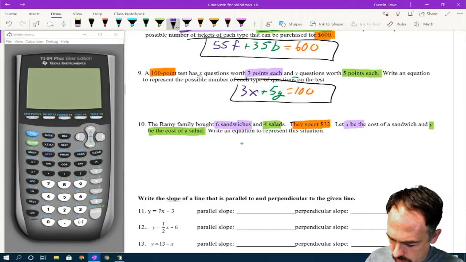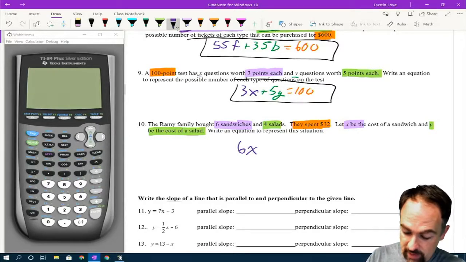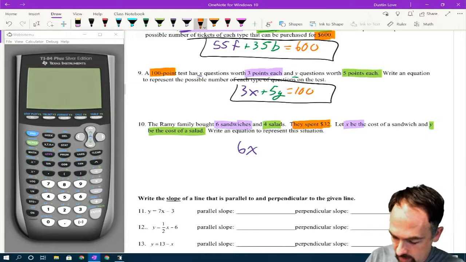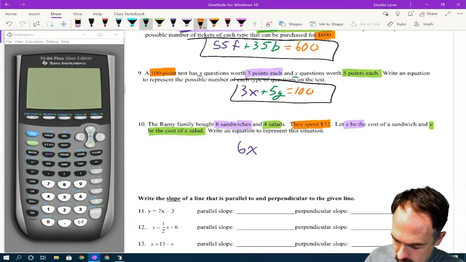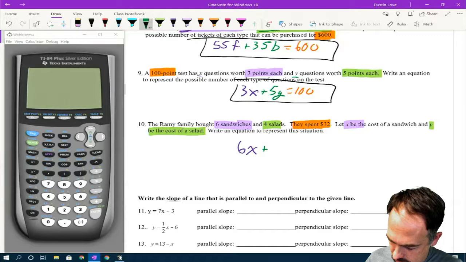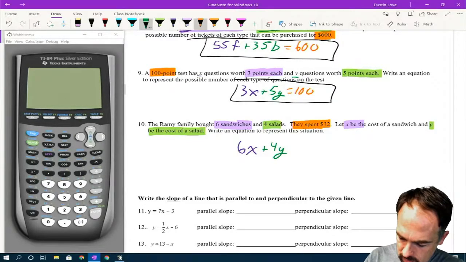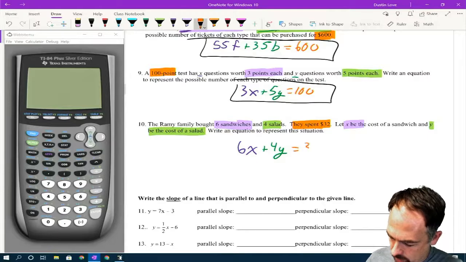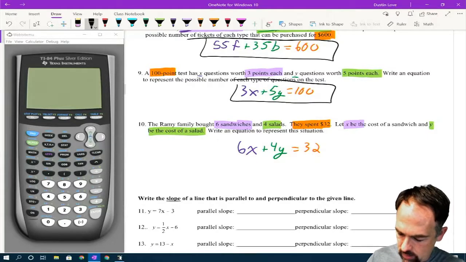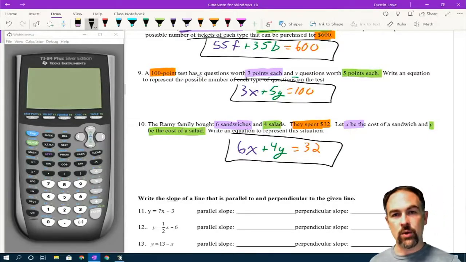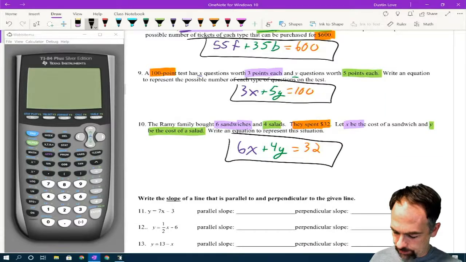So we're going to do 6x, because that's what they wanted. I probably would have preferred S, but they gave me the X. And then plus 4y, and that's going to equal 32. Again, 2 rates and a total makes standard form.